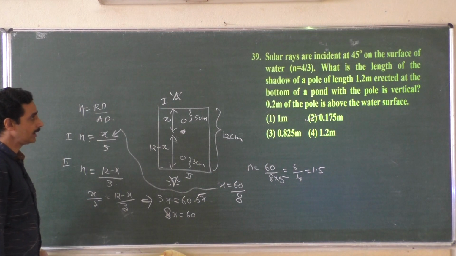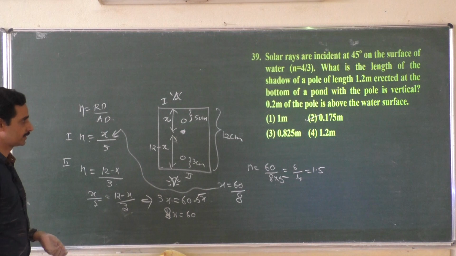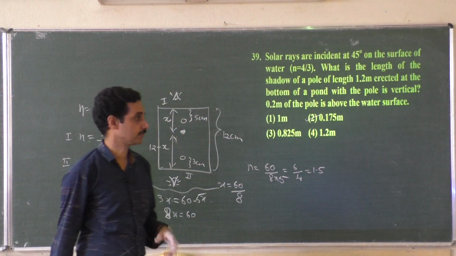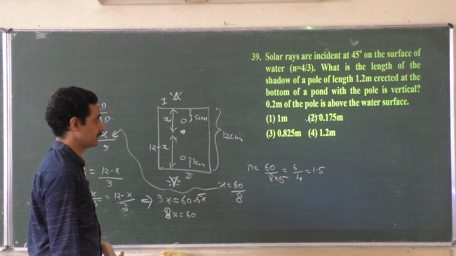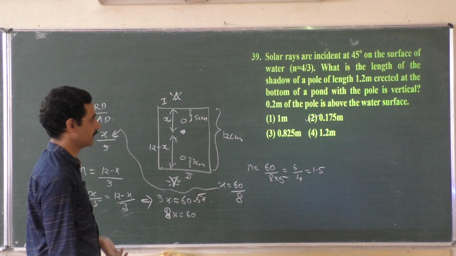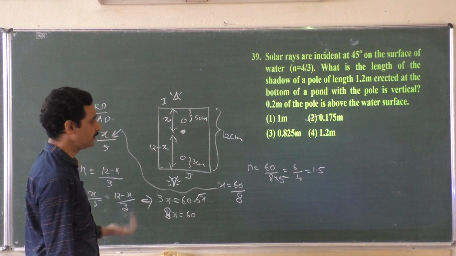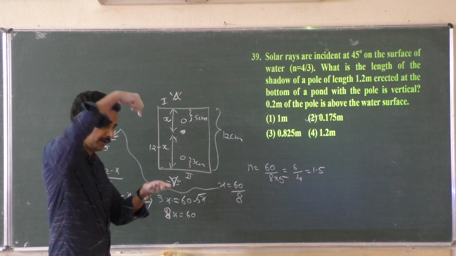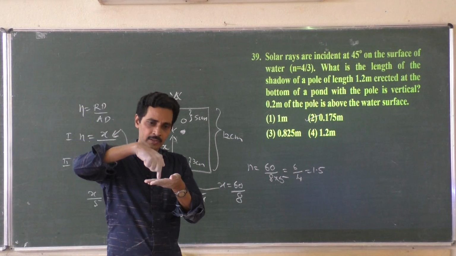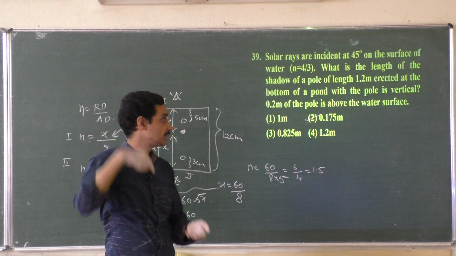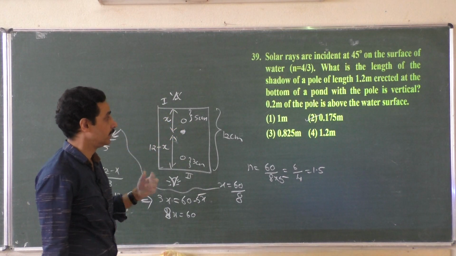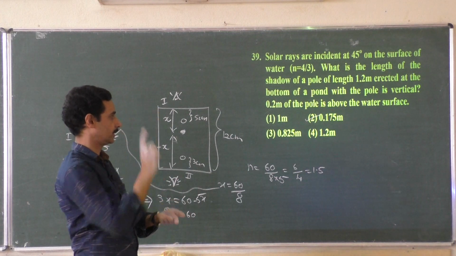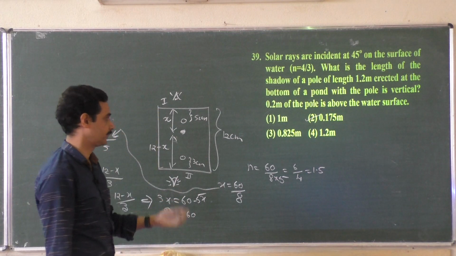39. Solar rays are incident at 45 degrees on the surface of water. Refractive index is 4 by 3. What is the length of the shadow of a pole of length 1.2 meter, erected at the bottom of a pond, perpendicular to the pond bottom? 0.2 meter of the pole is above the surface of water.